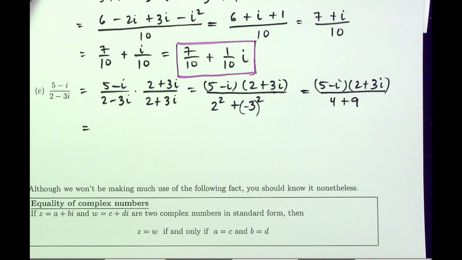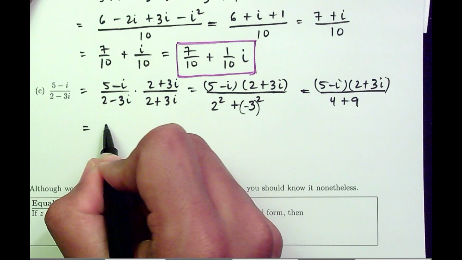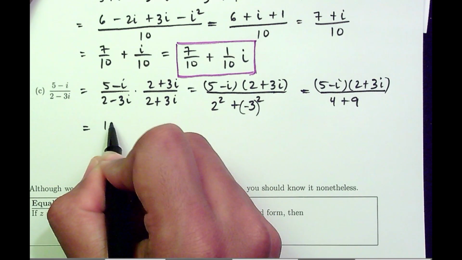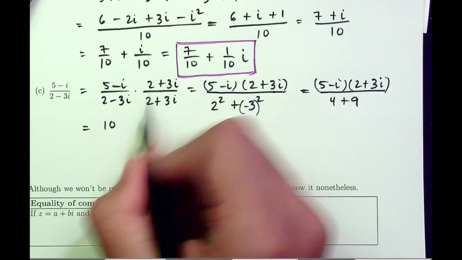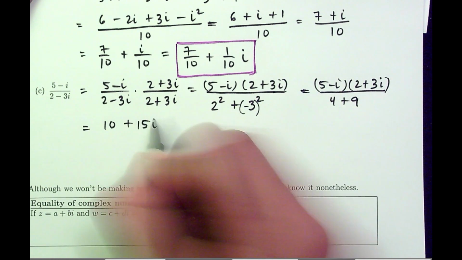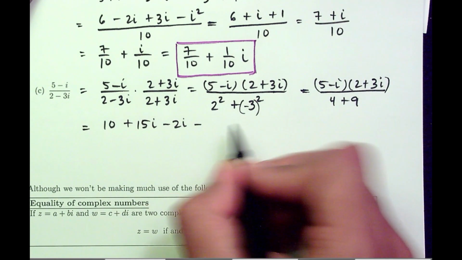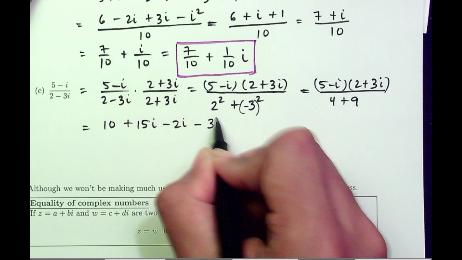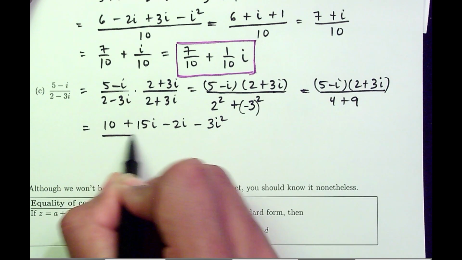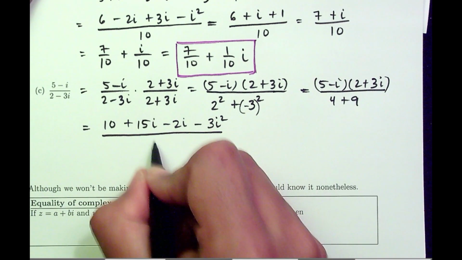Now, what do you get? Well, for the top: 2 times 5, or 5 times 2, is 10. 5 times 3i is 15i. This would be negative 2i, and this would be minus 3i squared. All that over 13.